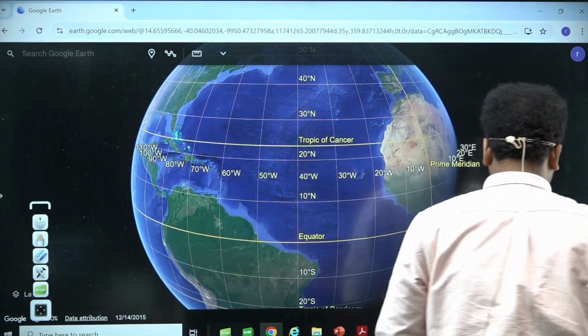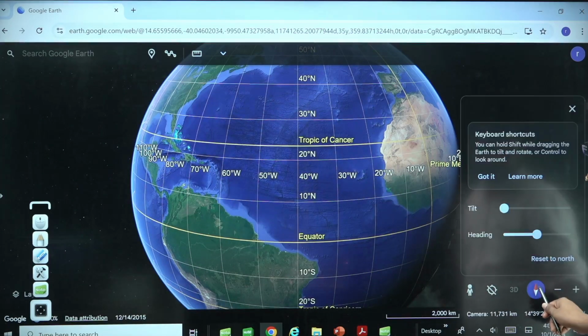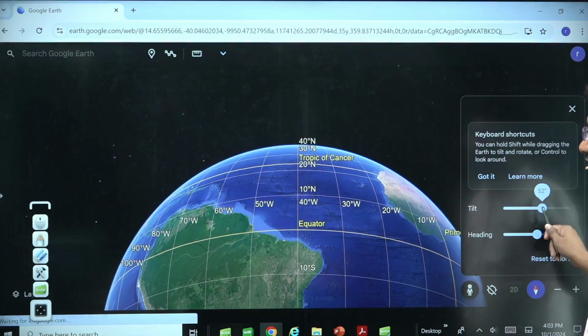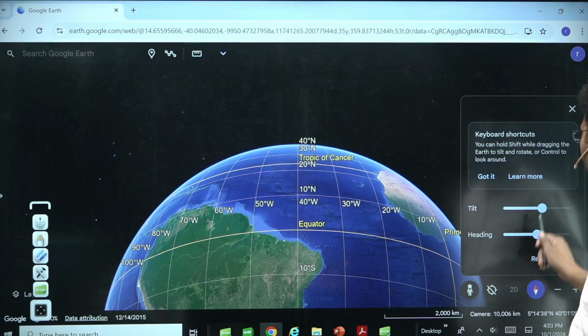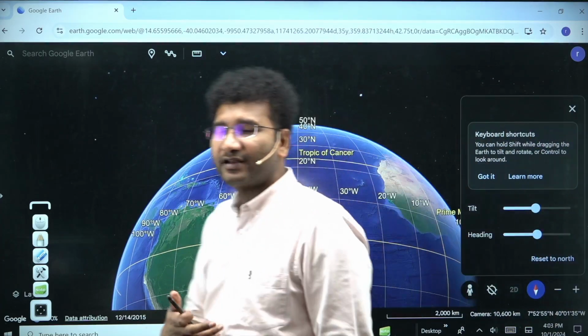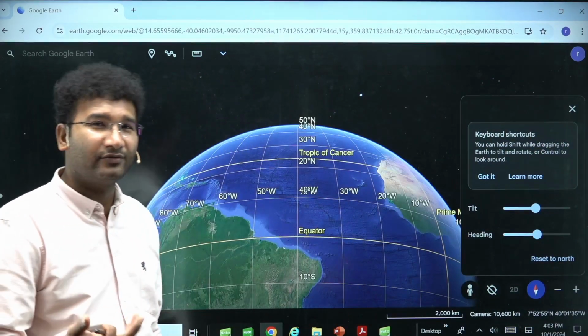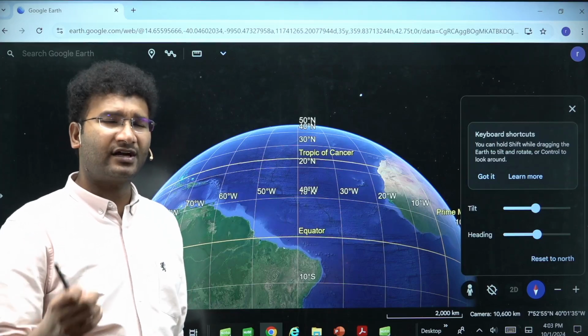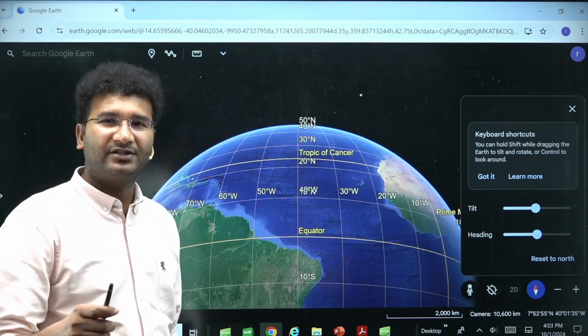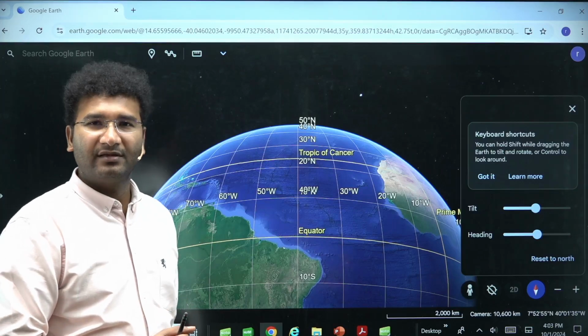Imagine that, see here, let's try to look into this ocean, right? Let's try to look into this ocean. Please try to imagine in a three-dimensional manner. Always geography will give you very good results, and especially for those optional students, geography as an optional subject will definitely help you clear prelims with ease.